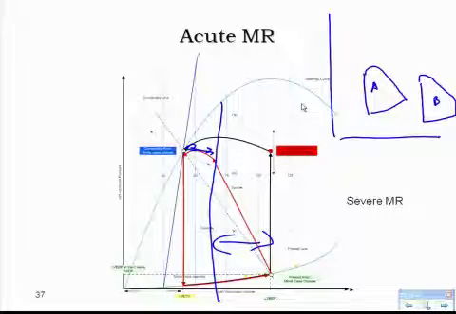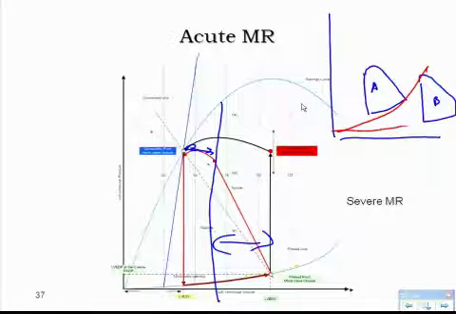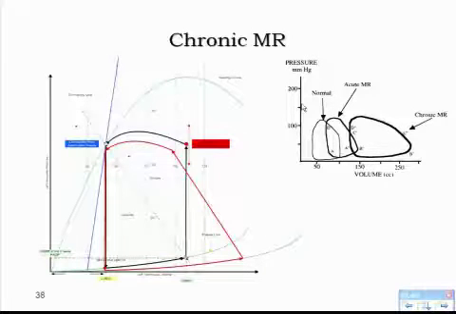I don't think the questioner even knows what they're asking most of the time, but what they're doing is taking this curve and shifting it out for you like this. And I'll show you the next picture here in a minute. That's acute. Acute is the one that's normal, where it should be. Now look at chronic. With chronic MR, the ventricle becomes dilated.